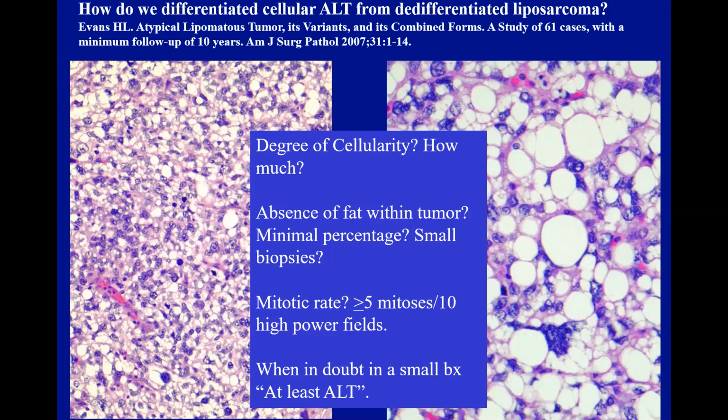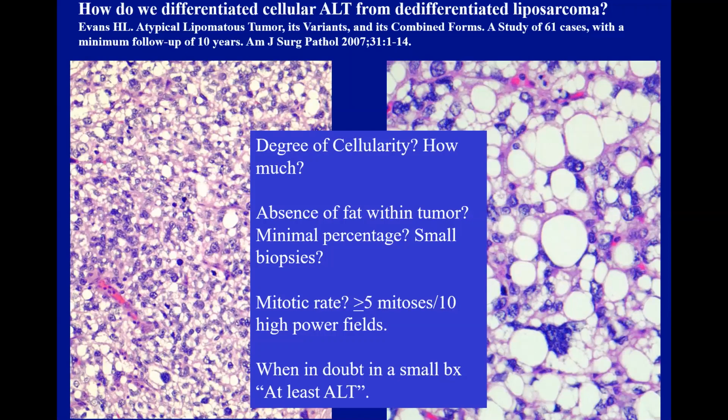Others say, well, what about mitotic rate? The classic definition of dedifferentiation included the fact that it needed to have at least 5 mitoses per 10 high power fields. Again, a fairly objective criterion, at least compared to percentage of fat and degree of cellularity, but this can also be problematic in small biopsy specimens. The answer is I really don't know, but I think in Harry Evans' paper, his principal distinction between dedifferentiated liposarcoma and a cellular ALT was the mitotic rate. And there was a statistically different survival rate for those that had dedifferentiation by the criteria of mitoses and those that did not. Although the cellular ALTs had a slightly worse survival rate than conventional ALTs, it was not statistically significant.